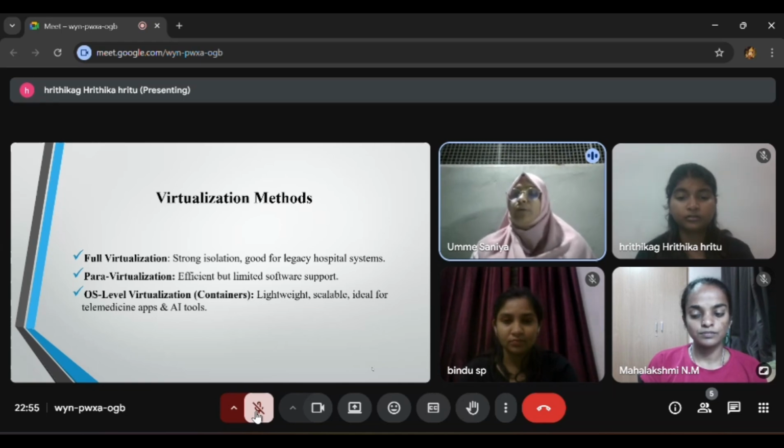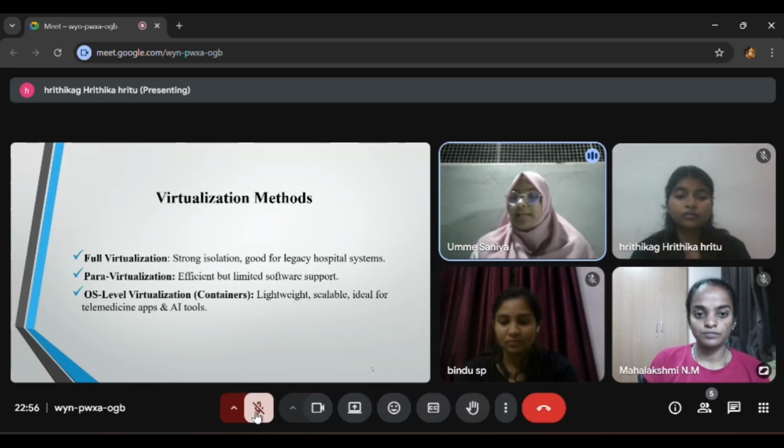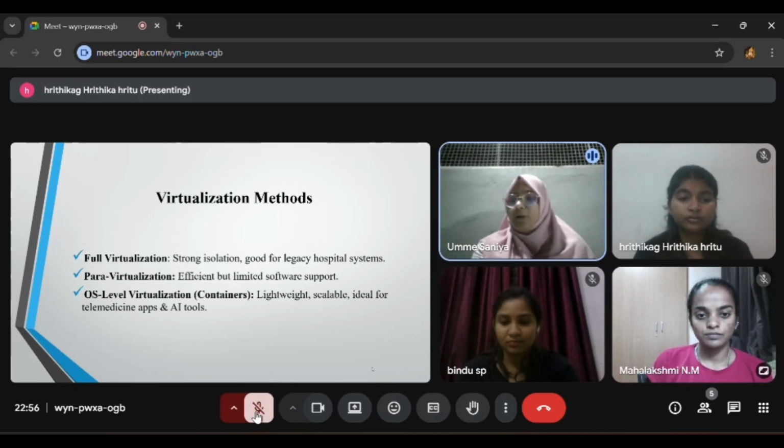We can think of a full virtual machine like independent apartments in a building. Para virtualization is a shared office with open doors, and containers are like individual rooms in a big open space: fast, lightweight, but all on the same floor. Next slide.